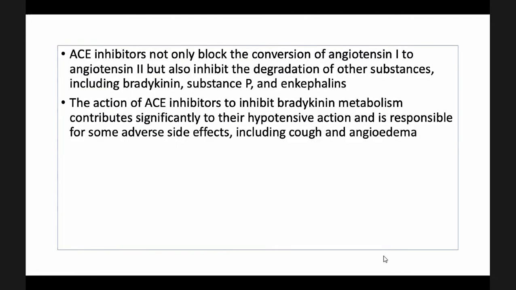So ACE inhibitors not only block the conversion of your angiotensin I to angiotensin II, but they also inhibit the degradation of other substances, including bradykinin, substance P, and enkephalins. So the action of ACE inhibitors to inhibit bradykinin metabolism contributes to their hypotensive action, and this is also responsible for some of the adverse side effects, including cough and angioedema.